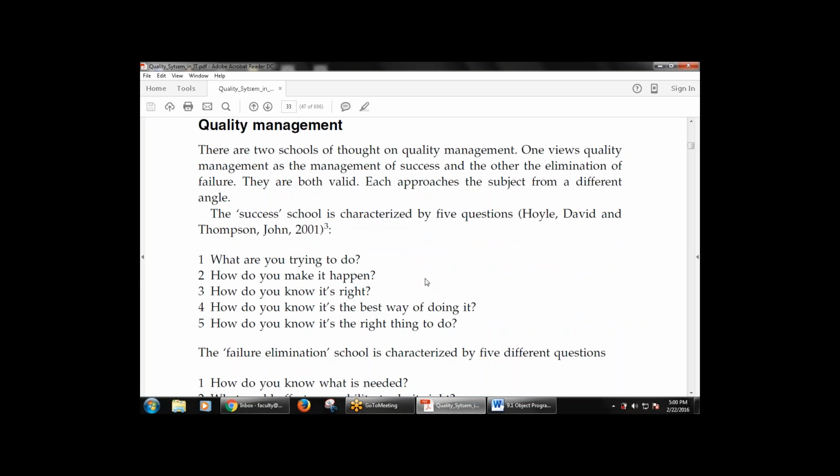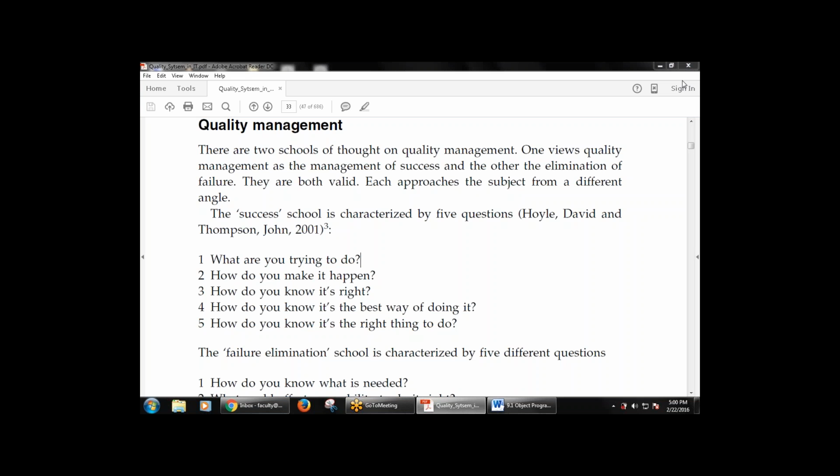Then, how do you make it happen? That is, what are the various strategies that you can follow? That is the second part. Then, how do you know it is right? Whether the activity or approach you are using is correct or not, that is, how do you know it is right or wrong? Then, how do you know it is the best way? There are many approaches, and how do you know this is the best way to do it? And how do you know it is the right thing to do?